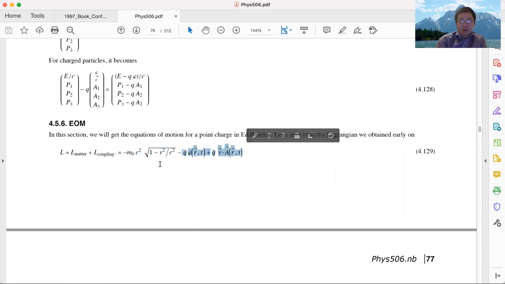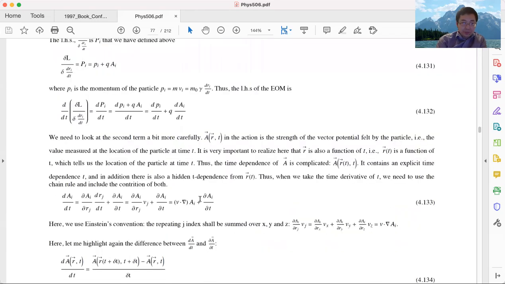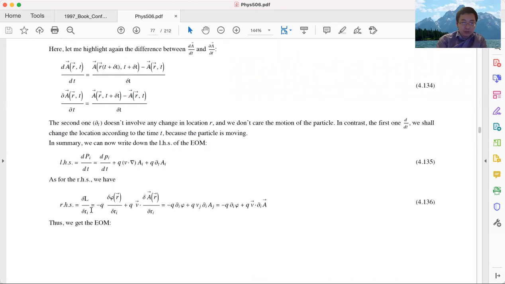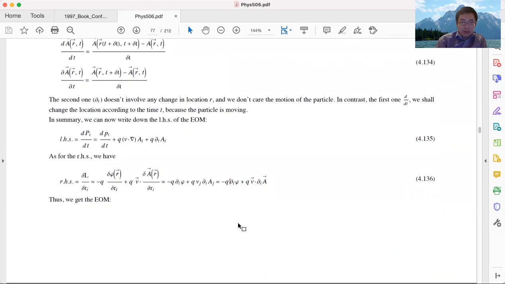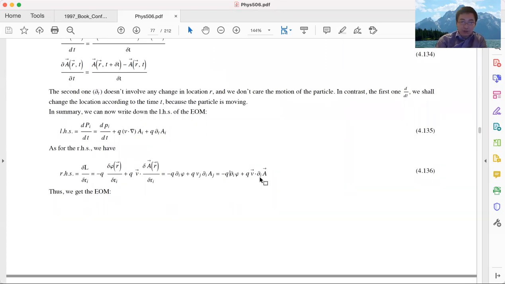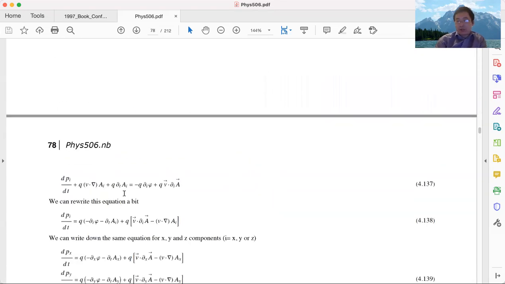So the variation dL/dr is basically dL/dr for these two terms. The right-hand side of the equation comes from those two terms, the phi term and the A term. It's basically the spatial derivative of phi and the spatial derivative of A. This is just a standard spatial derivative, so you can write them down as spatial derivatives. So this is the right-hand side, and left-hand side equals right-hand side. Now that we have both of them ready, we can combine them together.